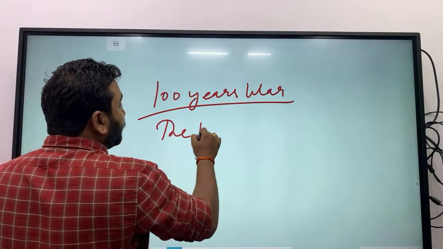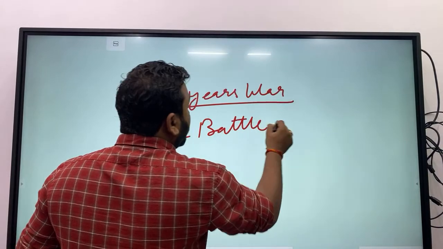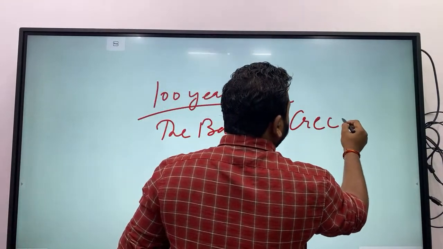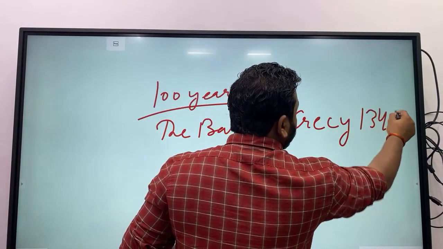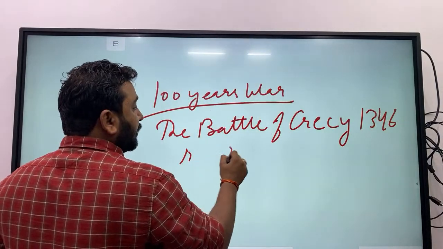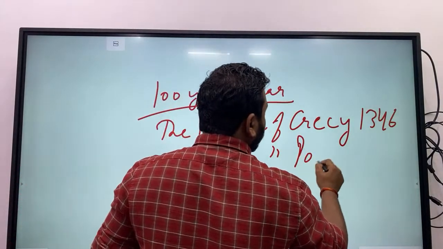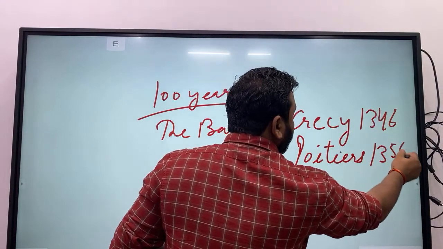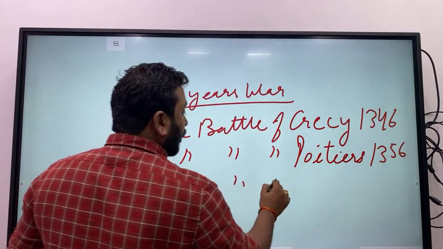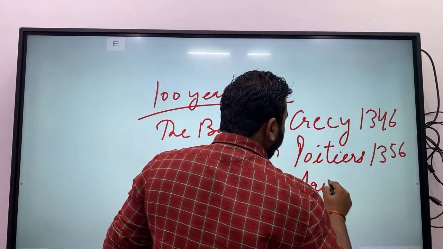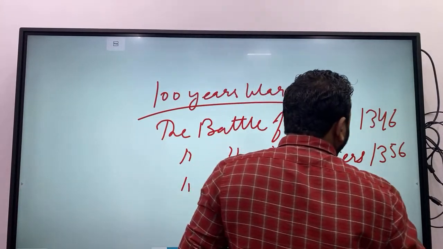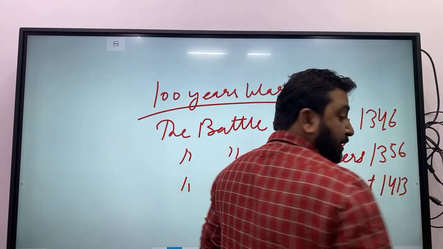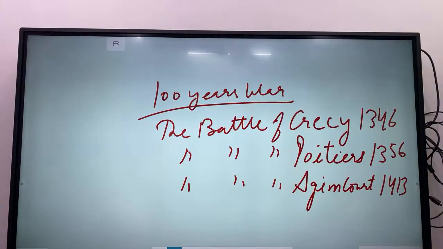So we know the Battle of Crecy, 1346. The Battle of Poitiers, 1356. The Battle of Agincourt, 1413. Take a screenshot. All the new students who are watching it for the first time, take screenshots.